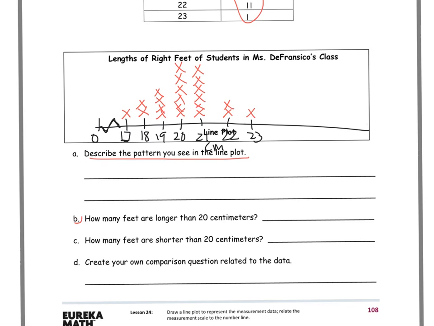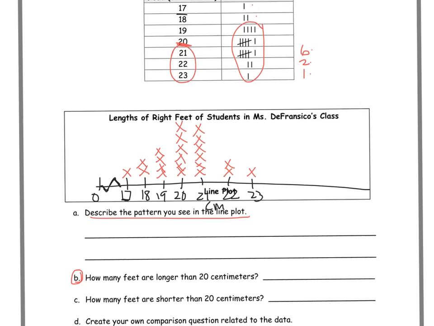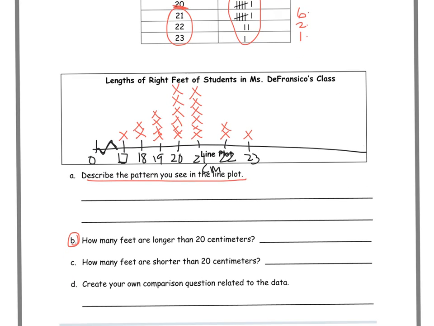So I'm going to go down to B. How many feet are longer than 20 centimeters? So I want to look longer than 20. It doesn't say 20 or longer, it says longer. So I'm looking at just 21 through 23. And I see this one 21 has 6, 22 has 2, and 23 has 1. So I can add those up. 6 plus 2 is 8, plus 1 is 9. So 9.